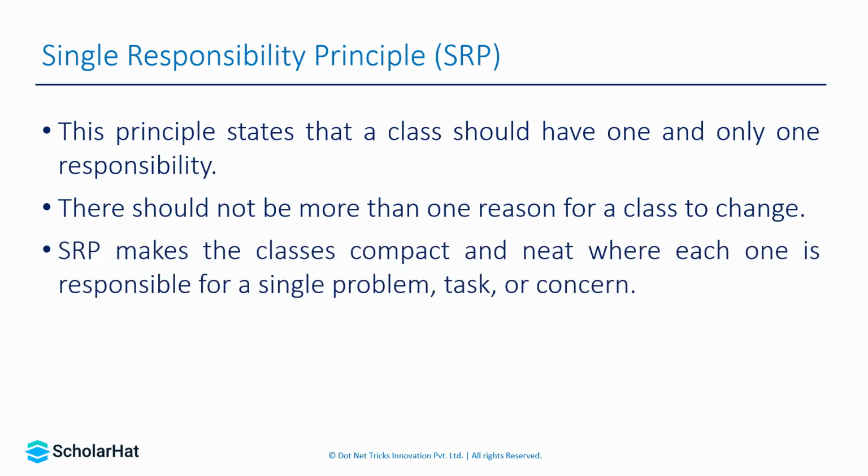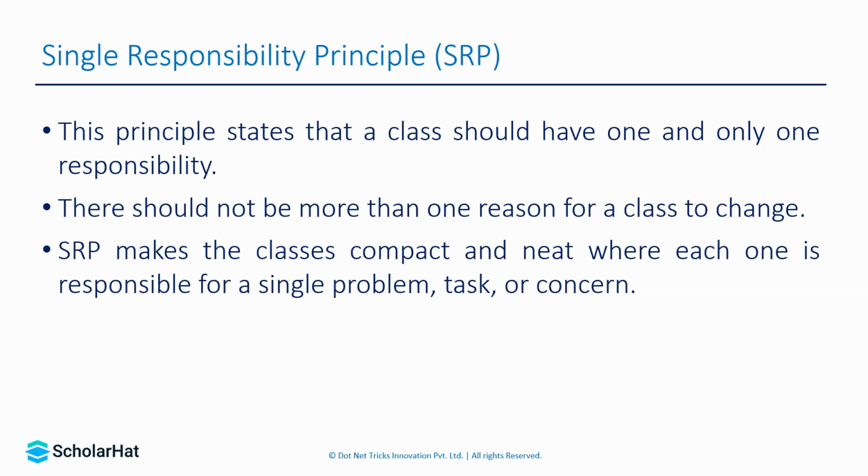Now the main goal of SRP is that it helps us make the class compact and neat. Because if you keep everything in one class, the class will be complex, because you're putting the logic inside the same class, and you're putting the properties also in the same class. So if you're creating a class for representing a real world object, there should be one class. And for performing the database operation on the real world object, there should be a separate class.